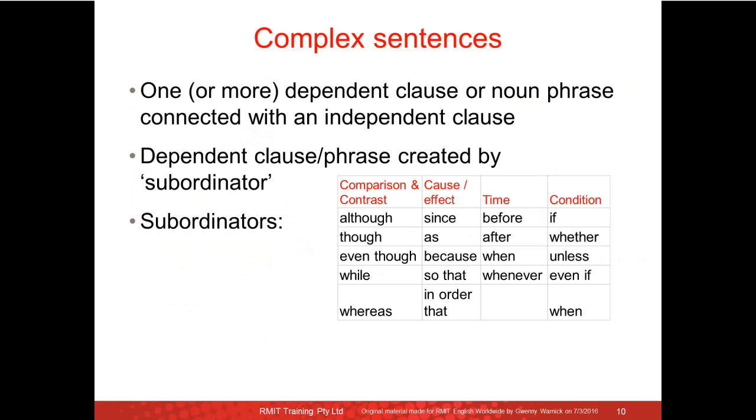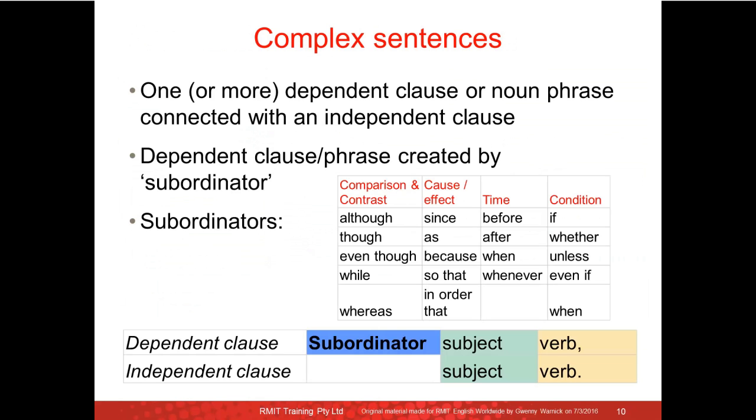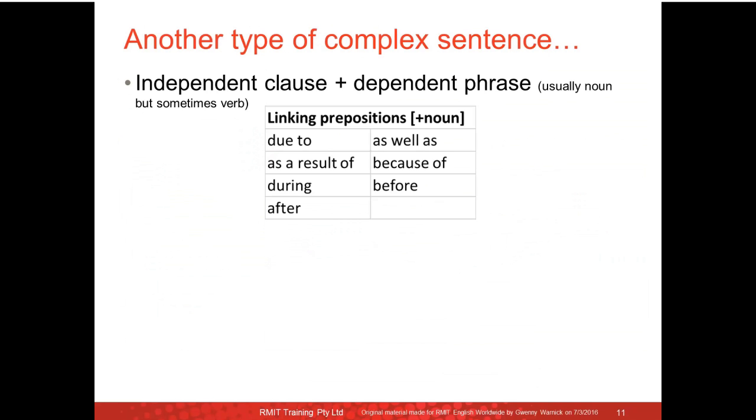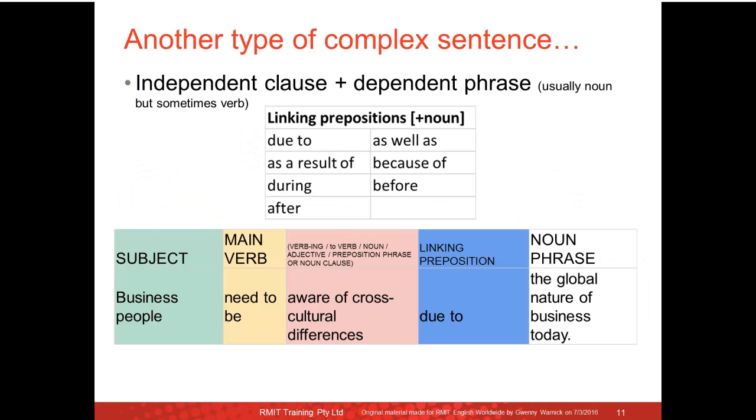Subordinators can express different relationships like comparison, contrast, cause, effect, time, conditions, and conditional sentences. When they begin the sentence, we need a comma in the middle to separate the subordinate clause from the main clause. We can also link phrases to independent clauses by using linking prepositions. These are called linking prepositions because they either are a preposition or they have a preposition at the end of the phrase. For example, business people need to be aware of cross-cultural differences due to the global nature of business today. Without the linking preposition, I would need to start a new sentence to add another noun phrase.